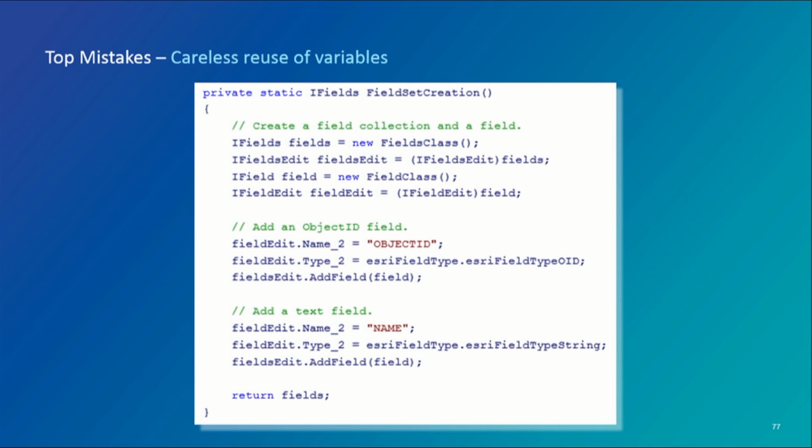Third line down, new field class. If you put that after the first add field, you're fine. Or if you change the variable the second time you use field edit to, like, field edit 2, you'd also be fine.